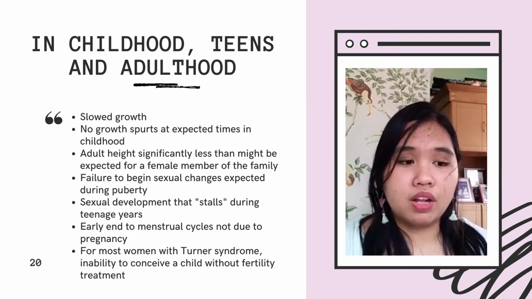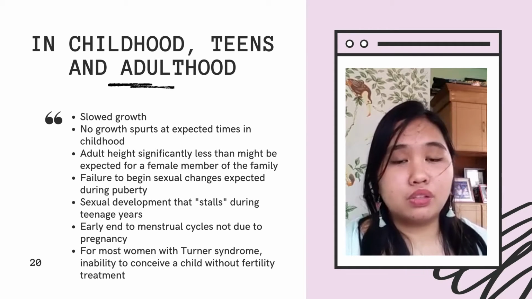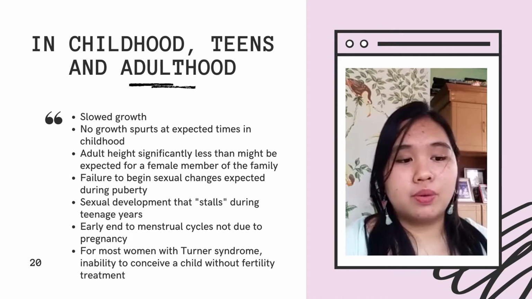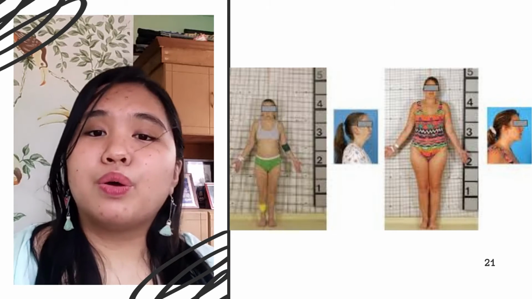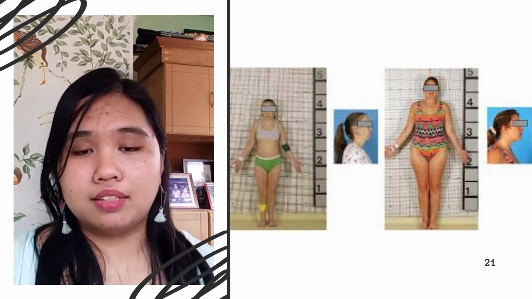sexual development that stalls during teenage years, early end to menstrual cycles not due to pregnancy. For most women with Turner syndrome, inability to conceive a child without fertility treatment. So this is what Turner syndrome can look like to teenagers and adults.